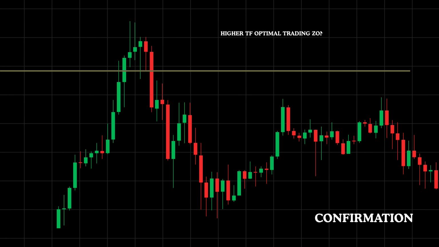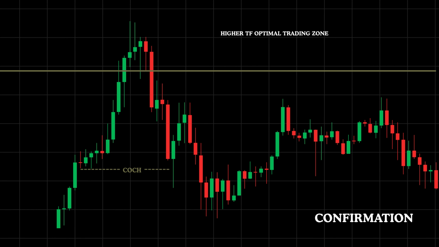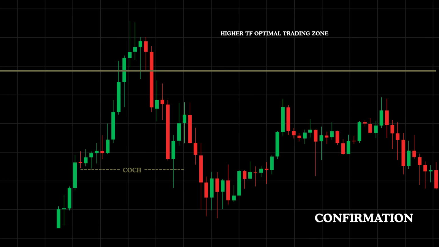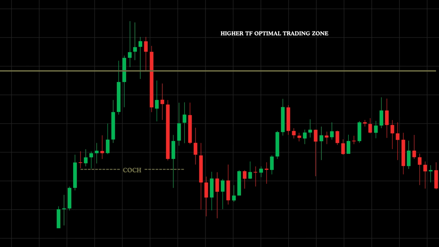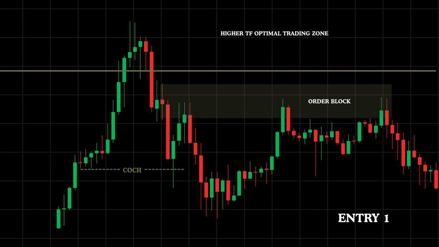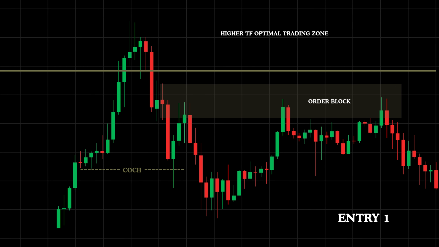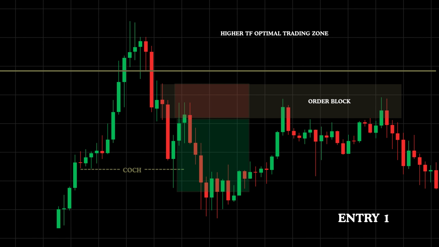To proceed, we must wait for a change of character, which verifies that the short-term trend has ended and the market can continue moving with the dominant higher time frame direction. We have 2 entry models. If the change of character forms a valid order block or fair value gap, we will place our sell limit at the beginning of the order block, with stops above the swing high.